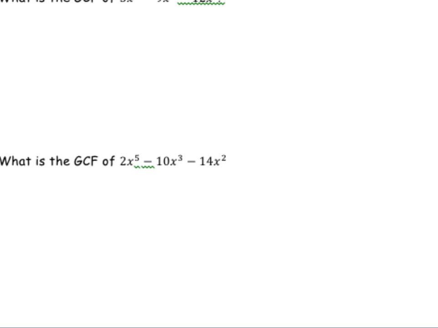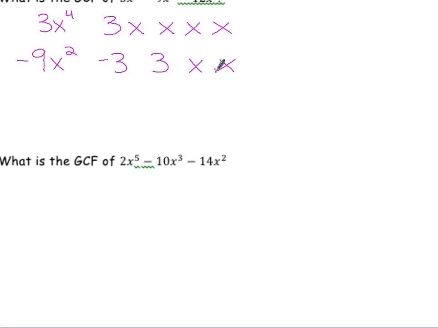Let's see if we can figure out the greatest common factor for this next trinomial. All right, so we're going to take each term and we're going to write it out. 3x, x, x, x. All right, now the next guy, negative 9x squared. We could pull out, well, if you think about it, 3 times 3, but one of them's negative, so 3 and then a positive 3, that would give us negative 9. And then let's pull out our two x's.